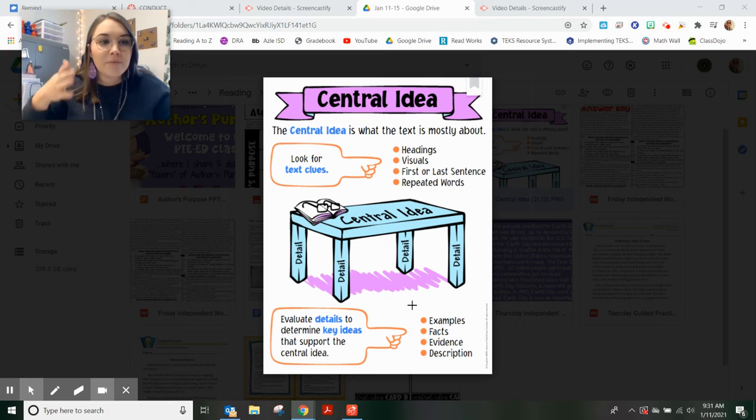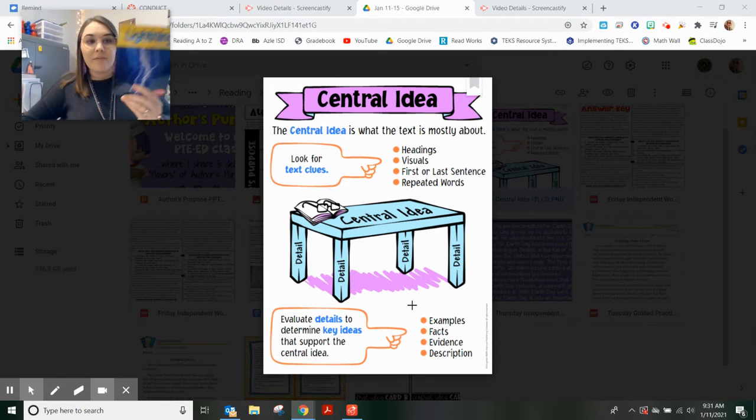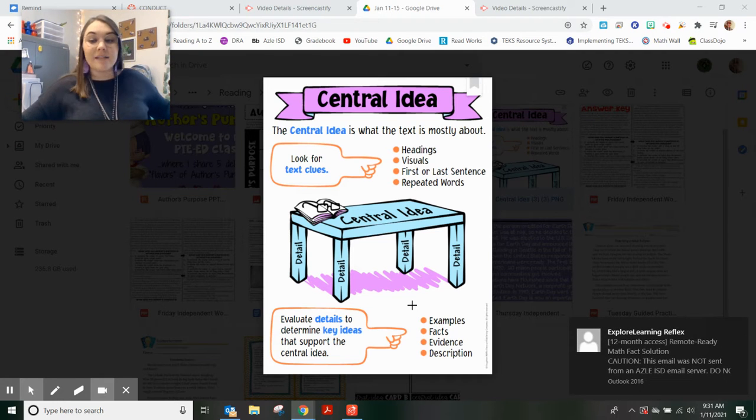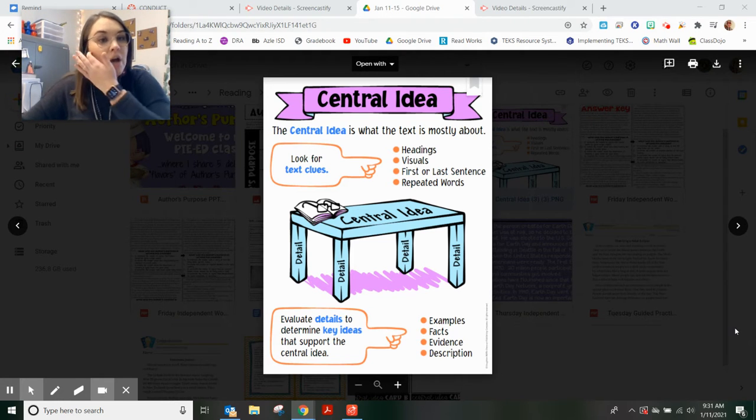All right, so let's go ahead and review what central idea is. You might also hear it said as main idea. It's the main thing that the text talks about, or passage or book. So yesterday we read a book called Clouds, and the main idea of that book was the different facts about the clouds, right? So the central idea is what the text is mainly about.